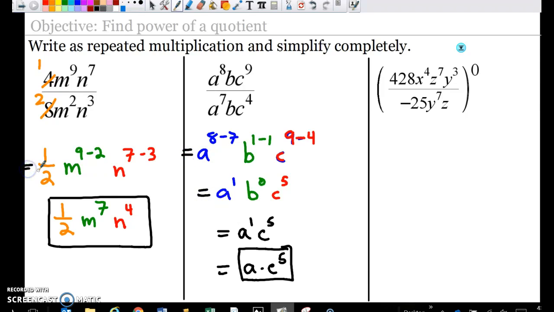Okay. Hopefully there are no questions there. Anything that's 0 power. Now this looks like a beast, right? But look, 0 exponent. That means everything inside of here is going to get a 0 for an exponent. So all these exponents become 0. And so this will just turn into a big old 1. Just as easy as that. As long as the base is not 0, anything that's 0 power is just 1.